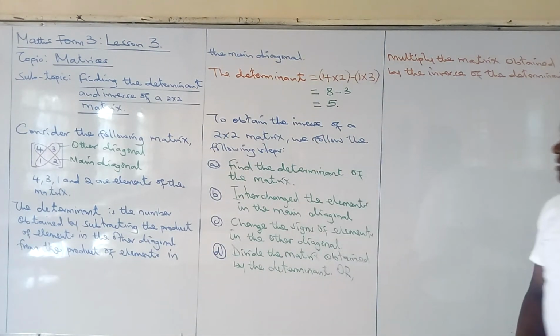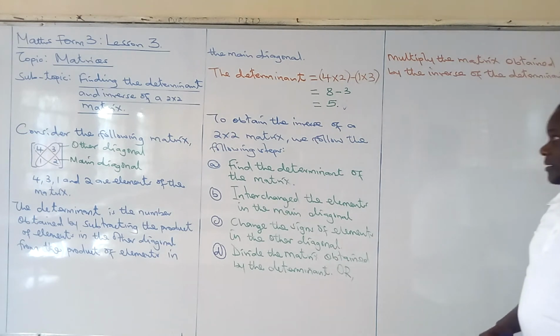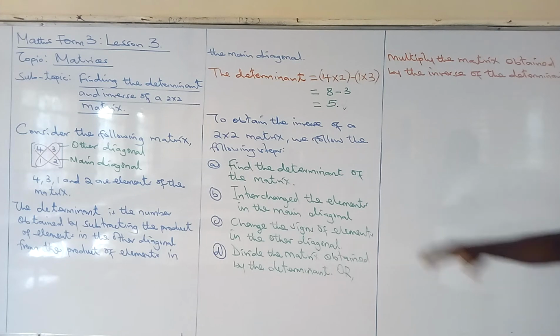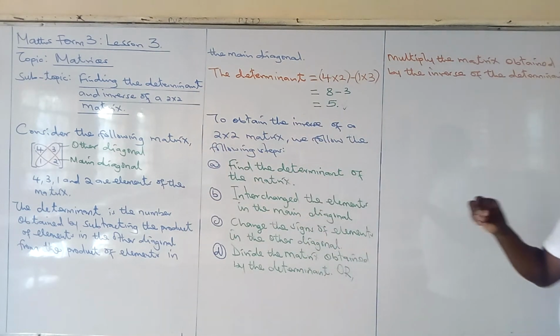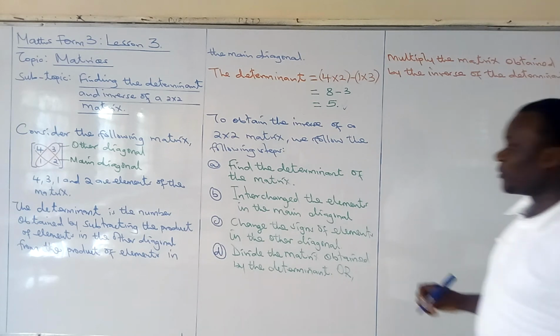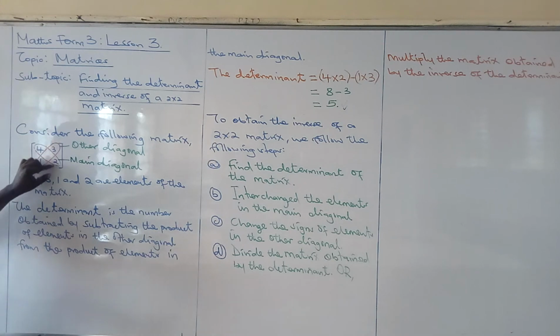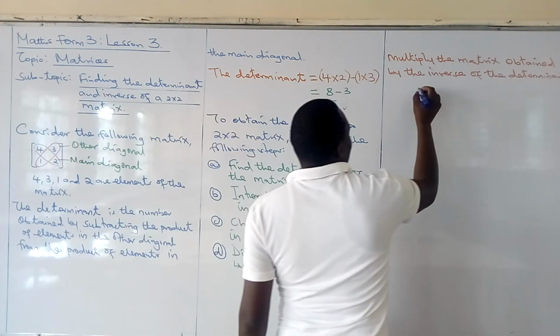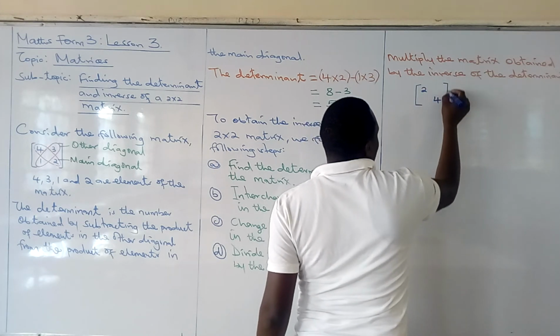Now, let's find the inverse of this matrix. Following these steps, the first step is finding the determinant, which we have already found, so we cannot repeat it. Step number 2 is interchanging the elements in the main diagonal. The elements in the main diagonal are 4 and 2. So 2 will come and take the place of 4, and 4 will take the place of element 2. So our new matrix becomes 2, 4.